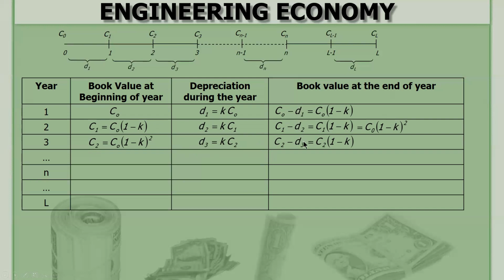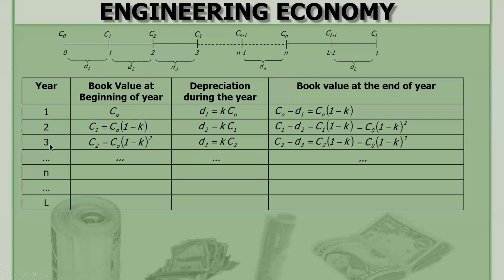Same pattern as the previous years, no? And then if you replace C sub 2 by this one, the factor (1 minus K) squared multiplied by (1 minus K), it becomes this one. C sub 0 times (1 minus K) cubed. And so on. So after n years, you can get a pattern.